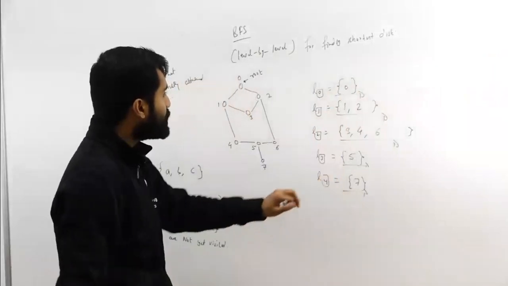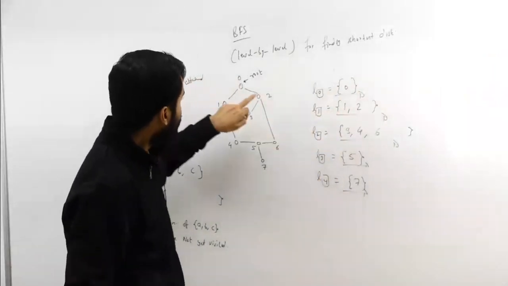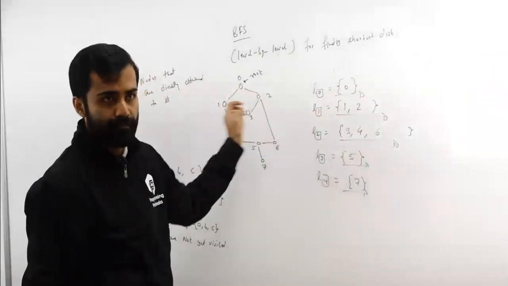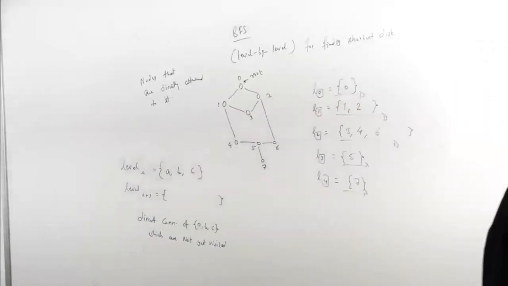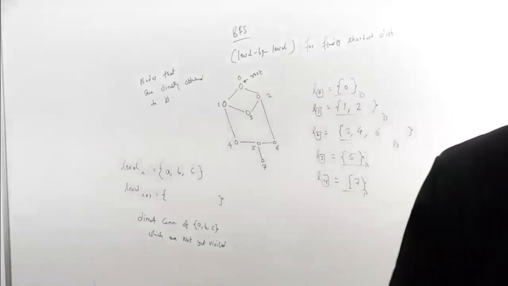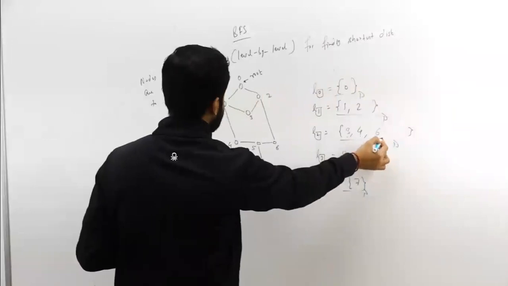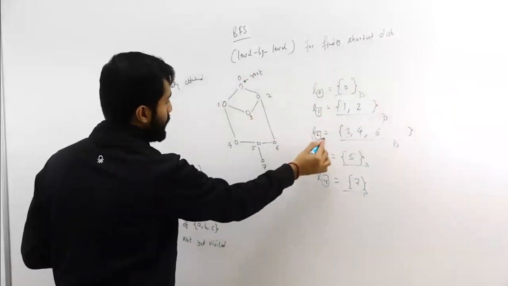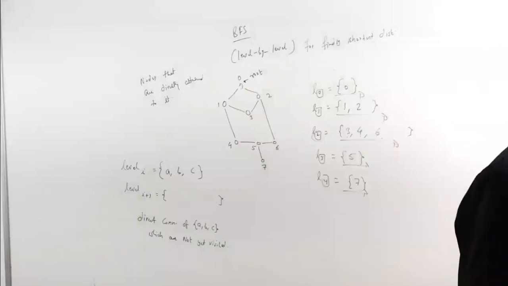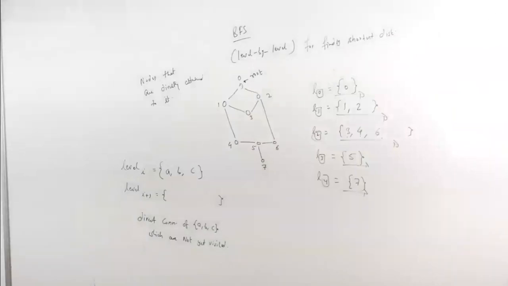Can I say that shortest distance of 1 and 2 from the root is 1 unit? Check that out. Similarly, can I say that the shortest distance of 3, 4, and 6 from the root are 2 units each? Check that out. And similarly, can I say the shortest distance of 5 from the root is 3 units, and the shortest distance of 7 from the root is 4 units? Are you able to understand this thing? Yes or no? Right? So the job is done.